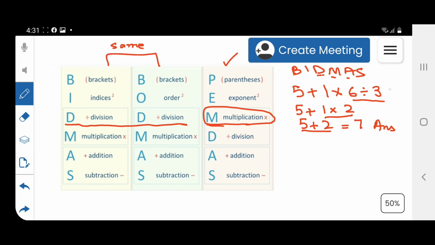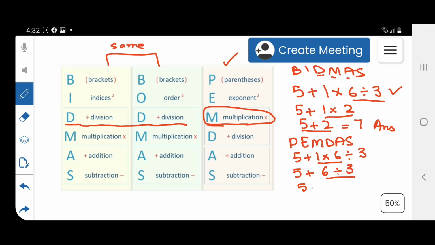Now I am going to solve the same question with PEMDAS. Here there is no parenthesis, there is no exponents, but there is multiplication. So I am starting with multiplication. Here we can say 5 plus 6 ones are 6 divided by 3. Now the next thing that I have to perform is division. So this part, 5 plus 6 divided by 3 is 2, and then next addition. So 5 plus 2 is 7.